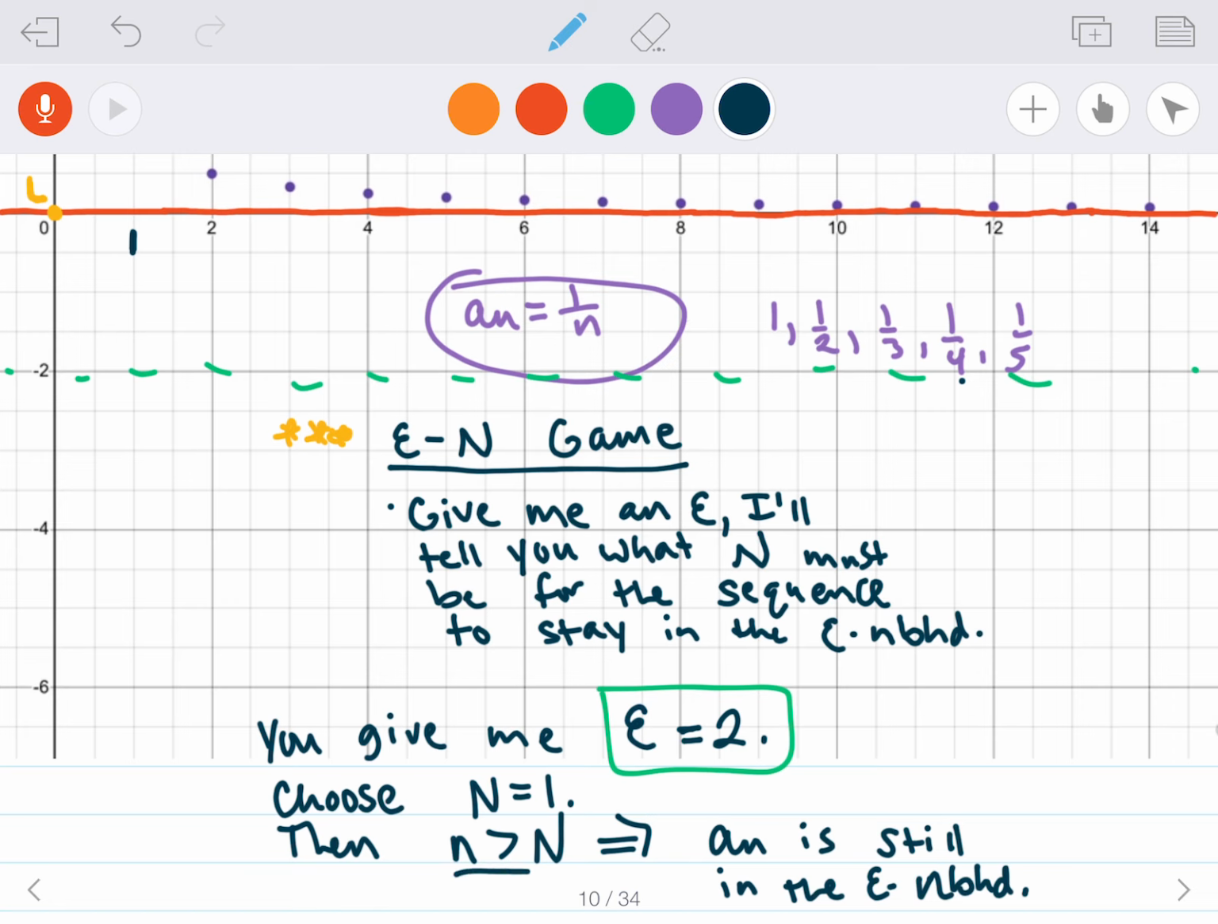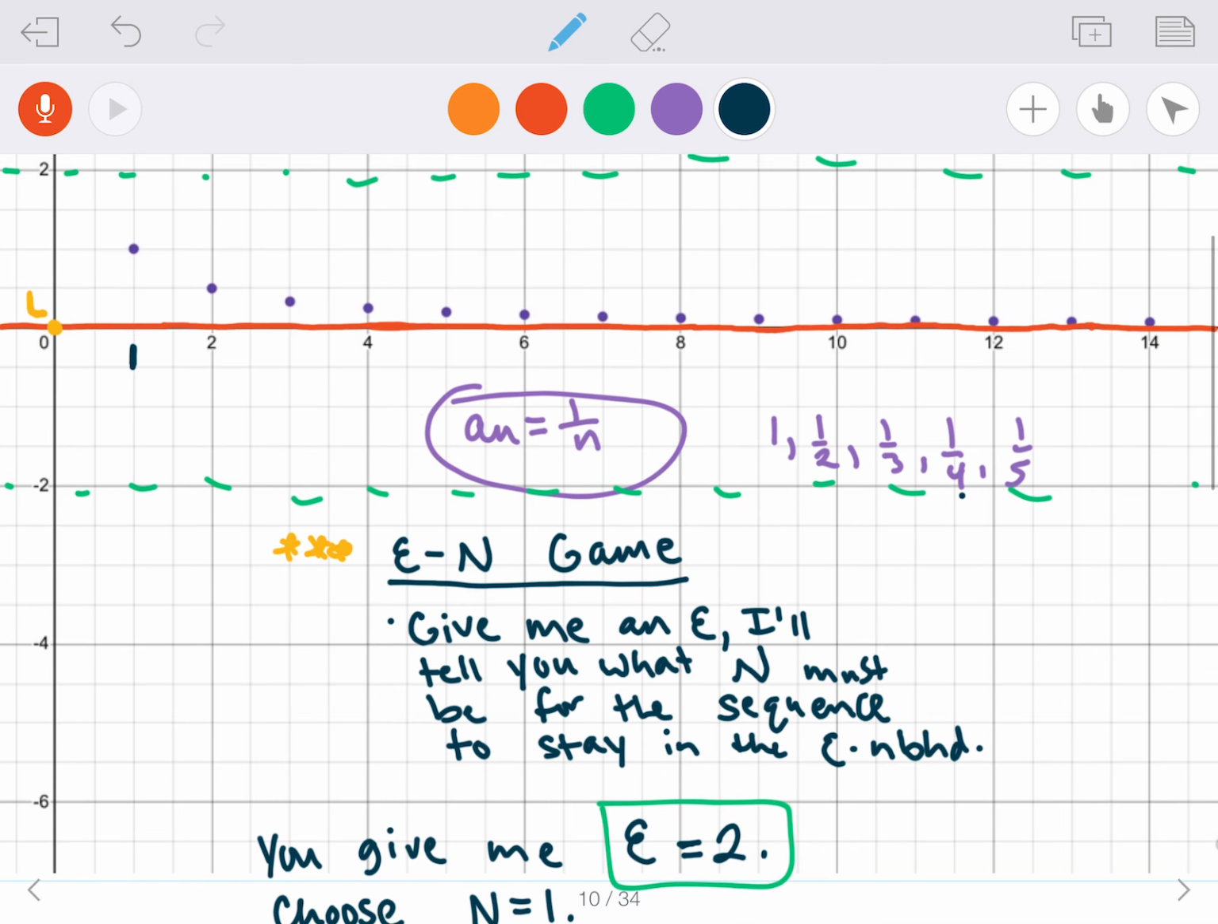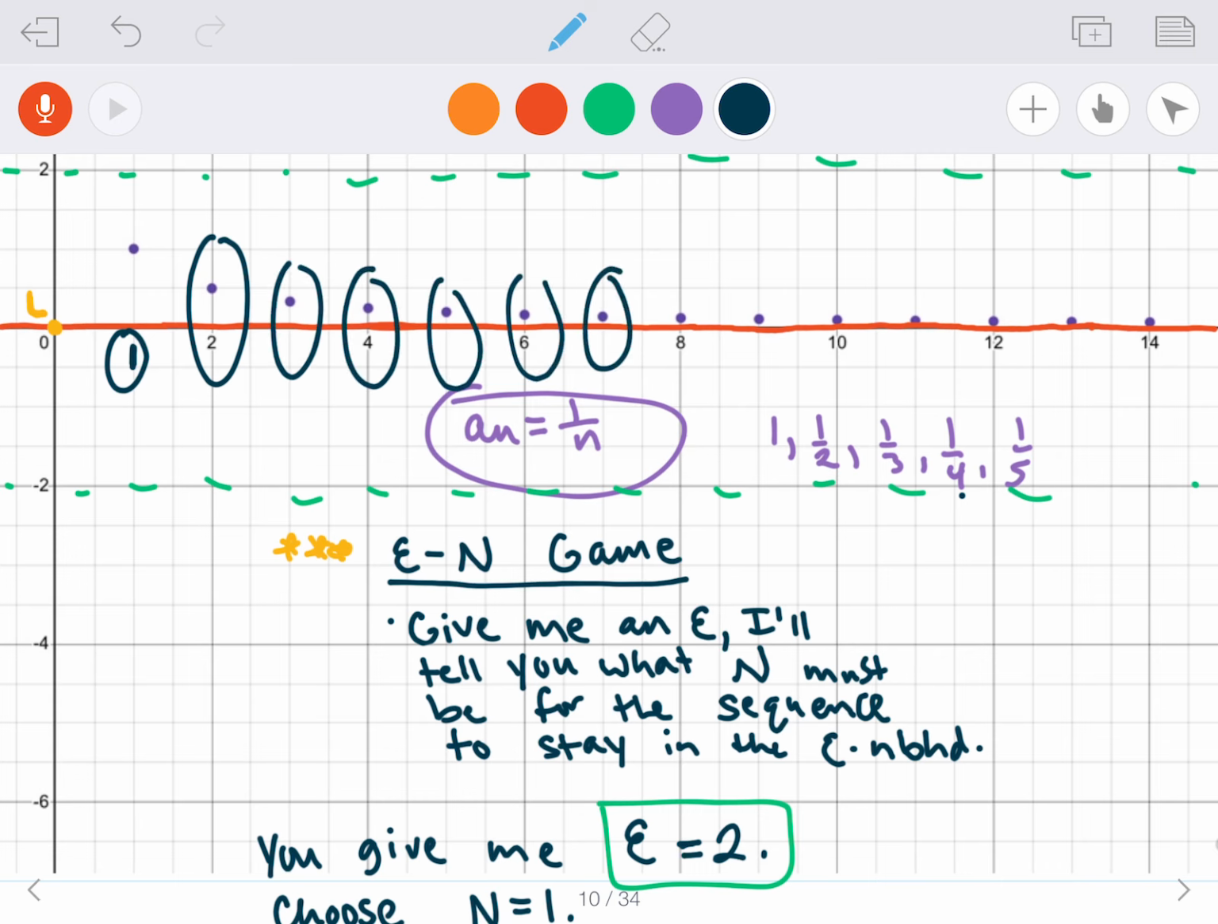So it's saying once I go past capital N in the sequence, I'm still going to be in the epsilon neighborhood. And that's true. If capital N is 1, then when I pick a sub 2, so little n bigger than capital N, it's going to be in my epsilon neighborhood. And so is any a sub little n with little n bigger than capital N. Okay, so that's the idea here.